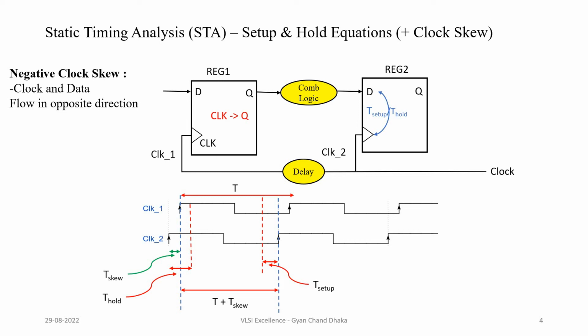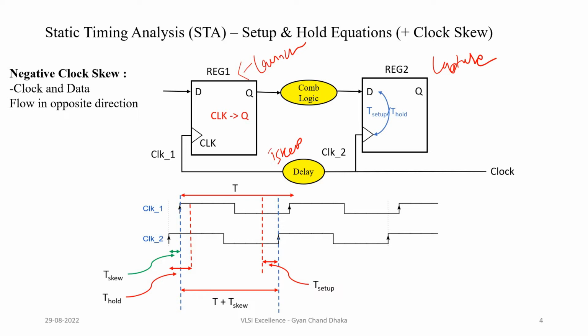Now let's see the negative clock skew impact. First of all, we have to understand how we are calling it a negative clock skew. This is our launch flow, and this is our capture flow. If you see here, the clock is first coming to the capture flip-flop, and then there will be some T skew or clock skew, some delay will be introduced, and then the clock will reach the launch flip-flop. So the capture flip-flop will get the first clock, and then after some T skew time, the launch flip-flop will get the clock.